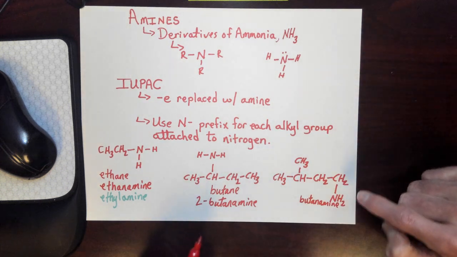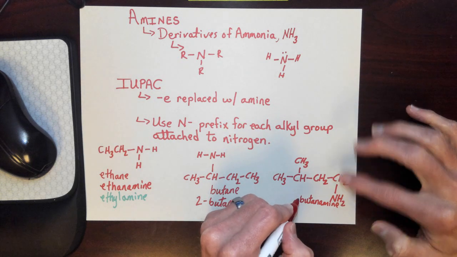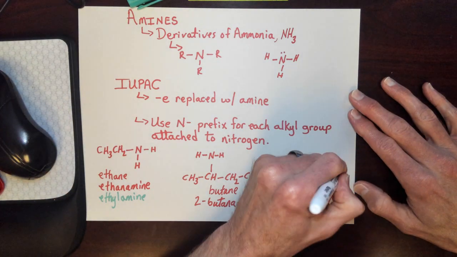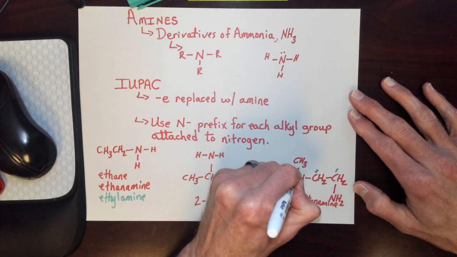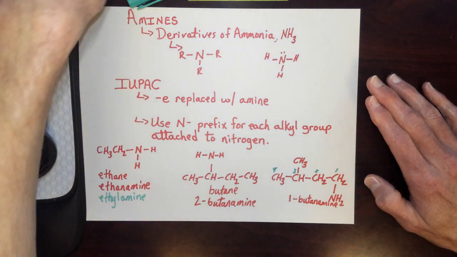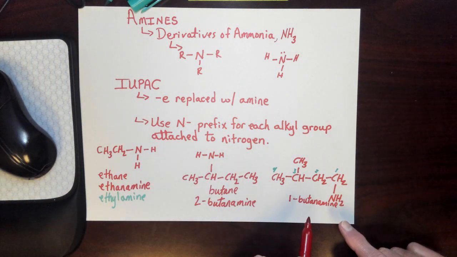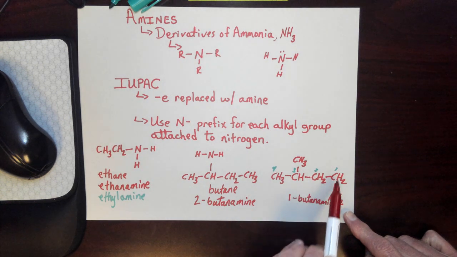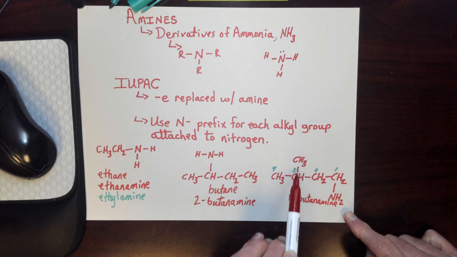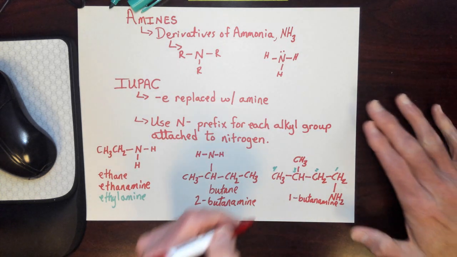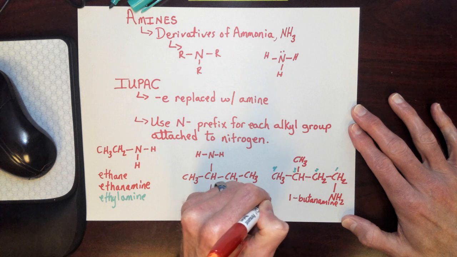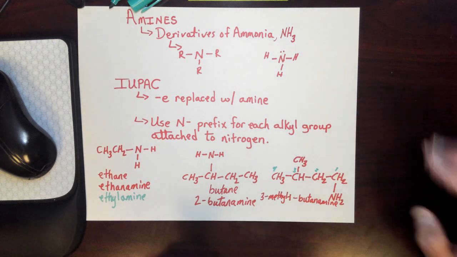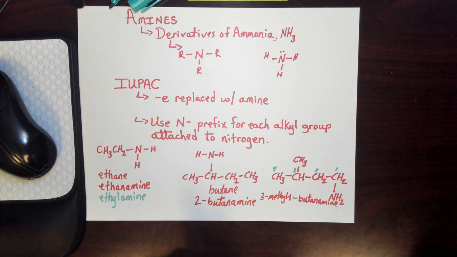Now, the amine is attached to the number 1 carbon there, where this is number 1 carbon, number 2, number 3, number 4. Okay, so we have 1-butanamine, so that takes care of this amine attached to the butane. But back here on the 3rd carbon, we have a methyl, so we need to include it: 3-methyl-1-butanamine.